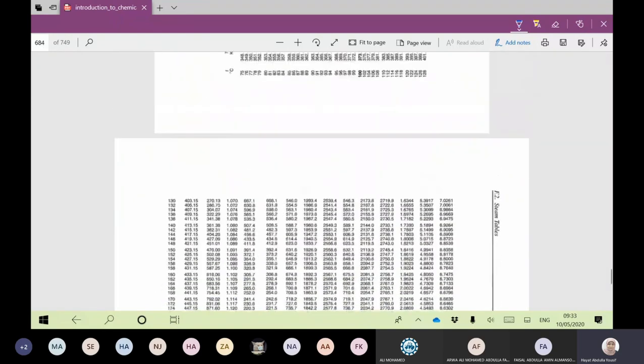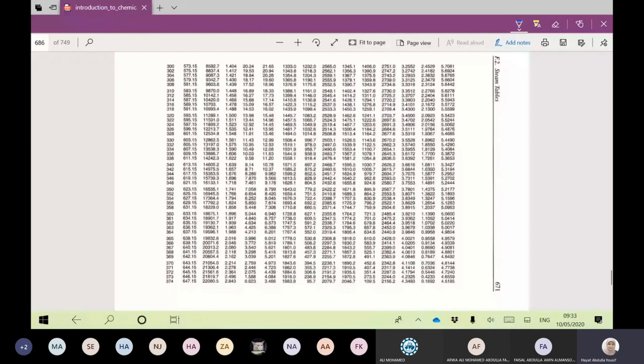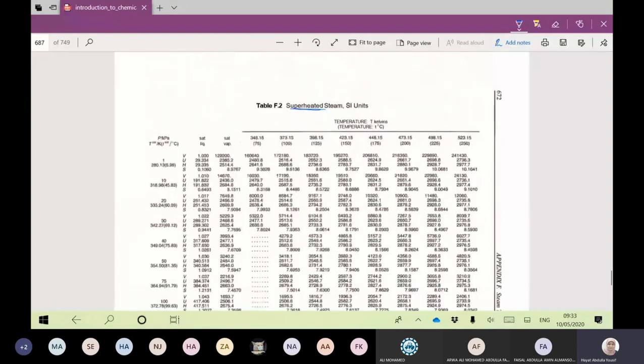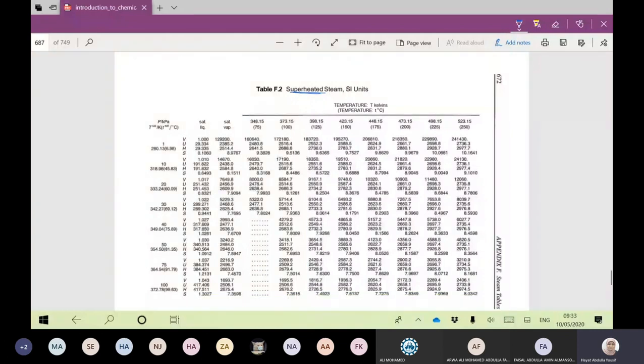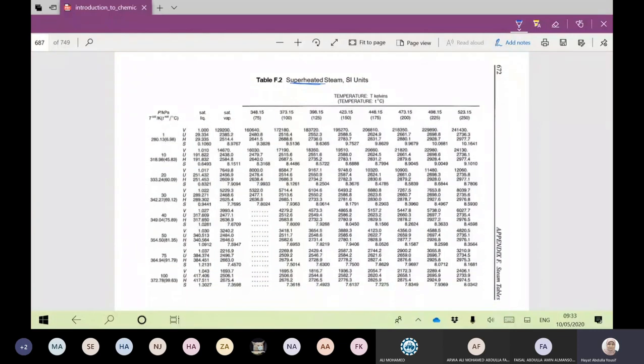Same thing with table F2. Table F2, it is the same. You can again be given two properties. I will give you an example. With table F2, let me just make sure that you can read it. The first column shows the saturated properties. It shows the pressure at the top and the temperature in degrees C below it.